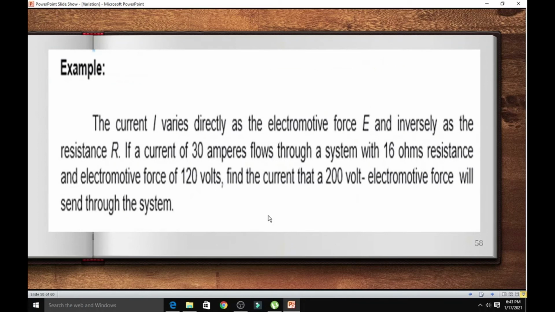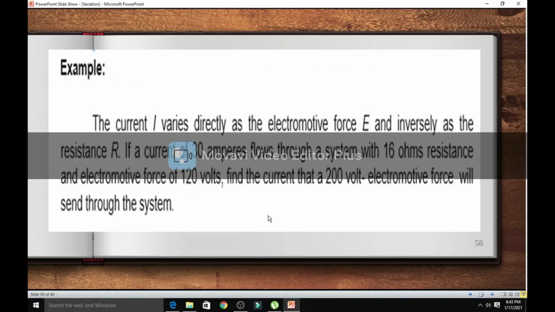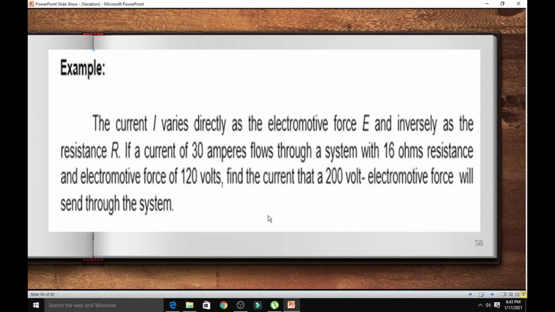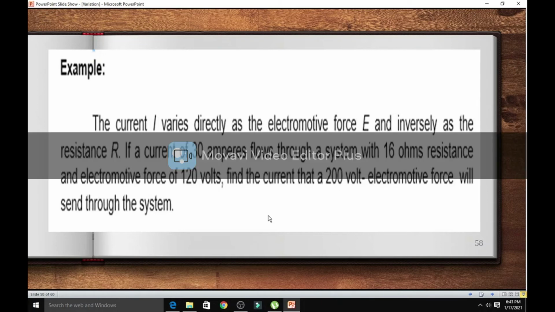So, the second example can be found in your module 2. So, example, the current I varies directly as the electromotive force E and inversely as the resistance R. If a current of 30 amperes flows through a system with 16 ohms resistance and an electromotive force of 120 volts, we are going to find the current that a 200 volt electromotive force will send through the system.